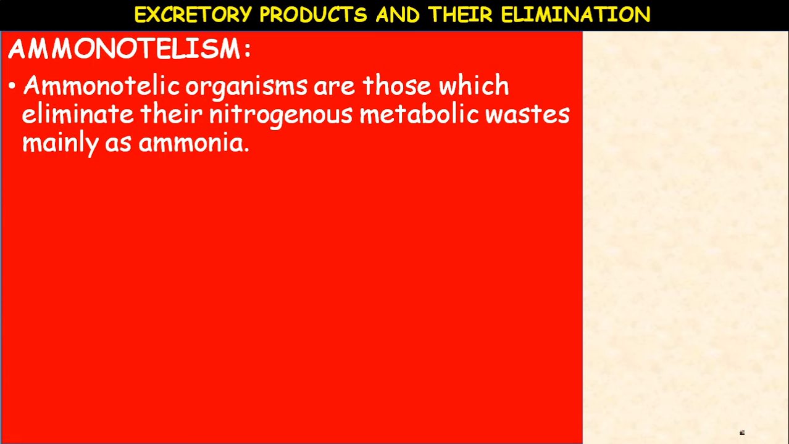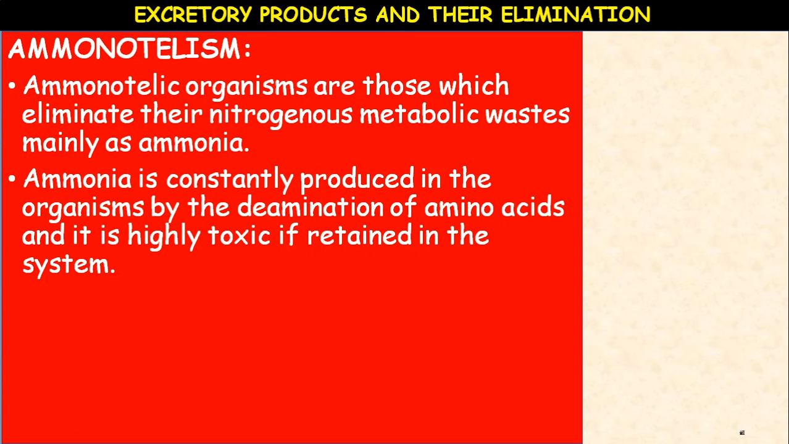Ammonotelism. What is ammonotelism? The ammonotelic organisms are those which eliminate their nitrogenous metabolic waste mainly as ammonia. Okay, and the phenomenon is called ammonotelism. The phenomenon in which the ammonia is eliminated from the body is called ammonotelism.